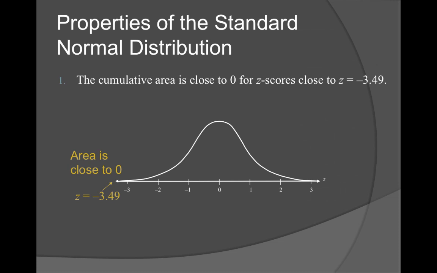So what are the properties of the standard normal distribution? Let's just talk about some of the basic properties here. The cumulative area is close to 0 for z-scores close to negative 3.49. What's the English of this? The English is saying that once we get to negative 3.49 standard deviations below the mean, our probability is darn near close to 0.